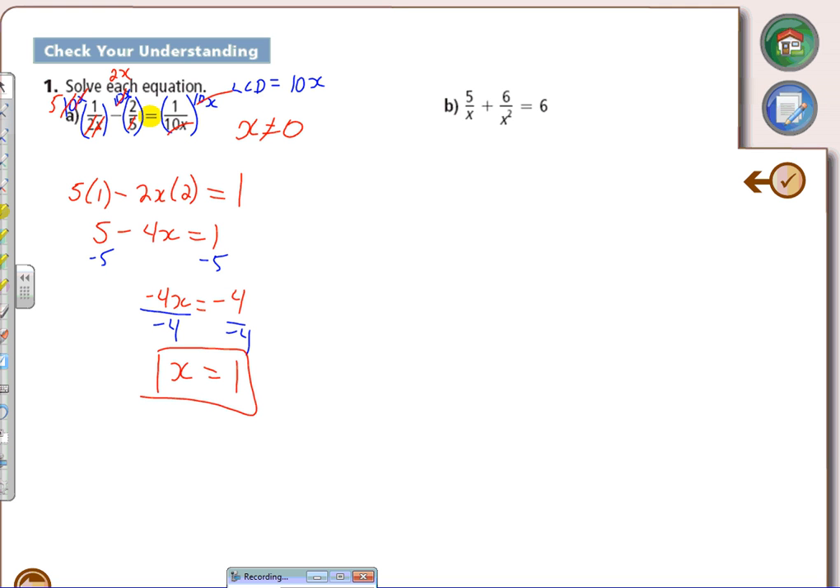All right. Let's go through the next one. And it's a good idea to try it on your own first to see if you can do it yourself. LCD is equal to an x squared, and a 1. So it's going to be x squared. Let's multiply every term by x squared.